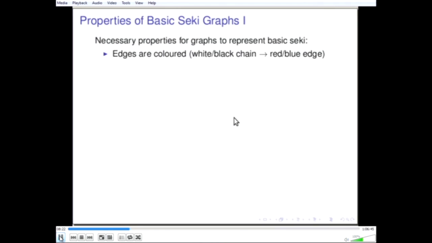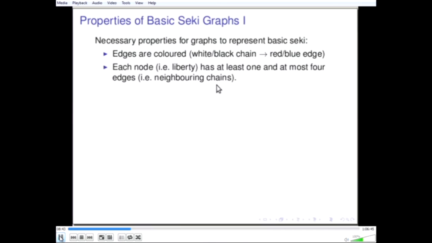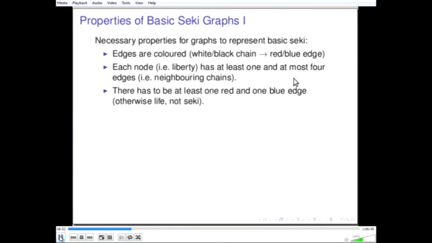Necessary properties of such graphs to represent the basic Seki: edges, which represent chains, are colored red or blue, corresponding to white and black chains. Each node has at least one and at most four edges. That means each liberty has at most four neighboring chains. And there has to be at least one red and one blue edge, because otherwise, having only white or only black chains, the whole position would live and wouldn't be a Seki.